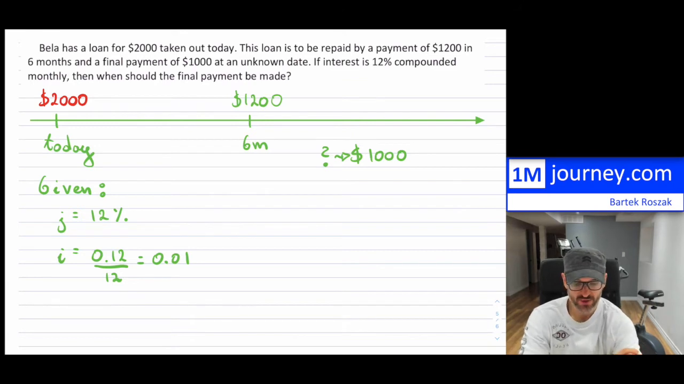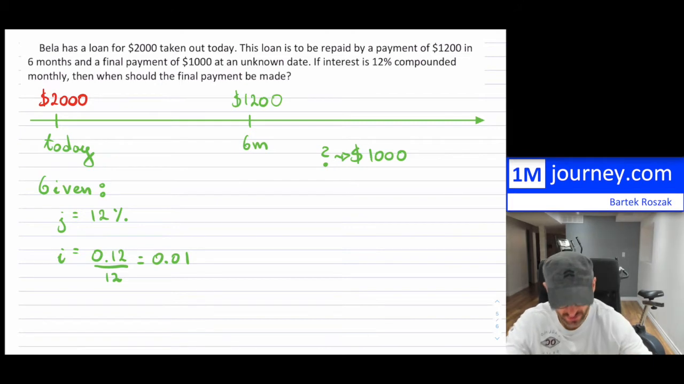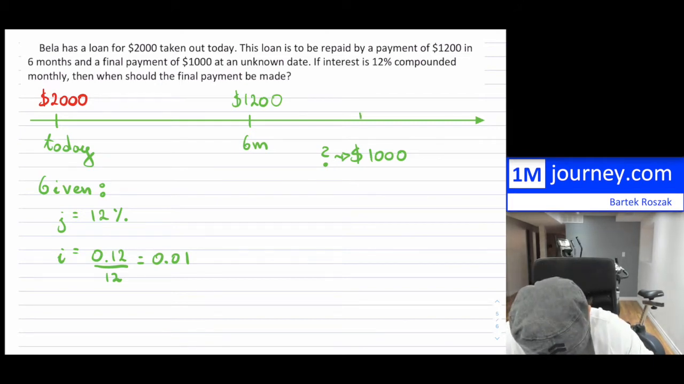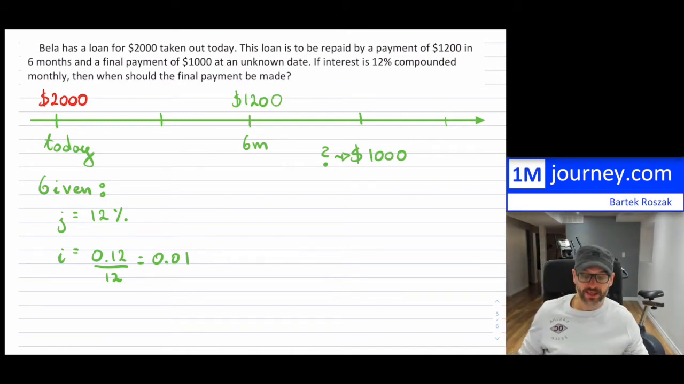Now, interest is 12% compounded monthly. So we have a compounding of monthly. And then it says, when should that final payment be made? So now we don't know when it is. We have no idea if it's going to be here, so past the 6 months, if it's before the 6 months, or even further. So we have no idea where it's going to be. So let's try to find it out.